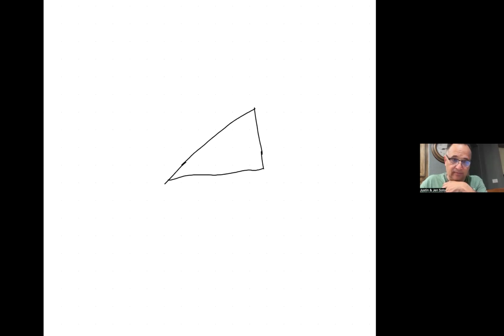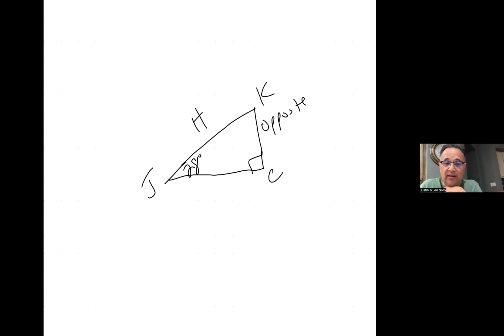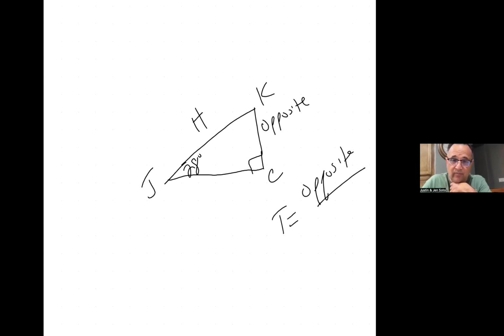I'll just use the example that they used in your Teaching Textbooks. We'll call this the right angle, and we'll call this triangle JKC. I'm not sure how they came up with those numbers. They're going to call J 28 degrees. I apologize if this is not quite right. So this is the hypotenuse, and this is going to be the opposite here. And remember, the tangent is equal to opposite over adjacent. I'm going to show you exactly how to do this.